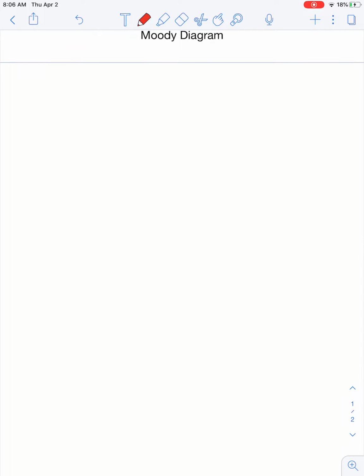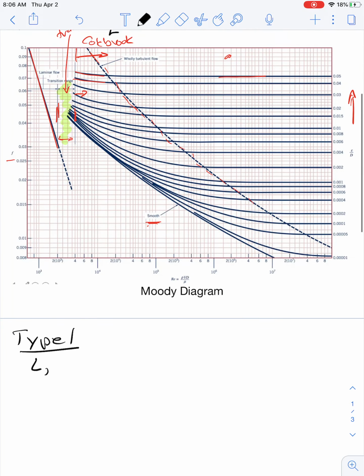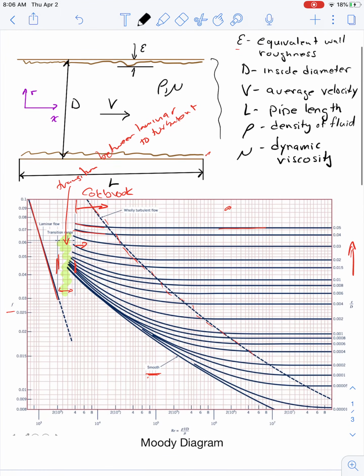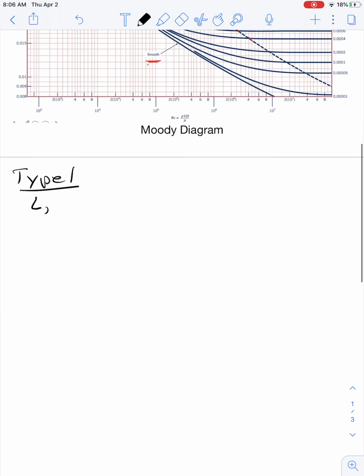The first is basically what we did last class, and it's the most straightforward. So it's going to be type 1. In the type 1 case, we would say that we have the length. And again, I'm going to use these same definitions for our pipe flow that we have over here. So the length of pipe, diameter D, length L, velocity V, and roughness epsilon. And of course, the dynamic viscosity mu, and the fluid density rho.